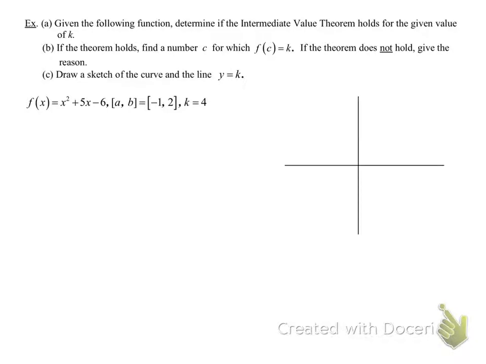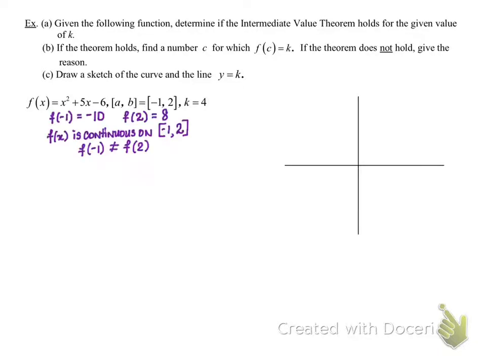But anyway, moving along. Given the following function, determine if the intermediate value theorem, I'm reading this aloud for me, not for you. Given the following function, determine if the intermediate value theorem holds for the given value of k. If the theorem holds, find a number c for which f of c equals k. If the theorem does not hold, give the reason, draw a sketch of the curve and the line y equals k. So real quick, it is sufficient to simply say that f of x is continuous on -1 to 2.